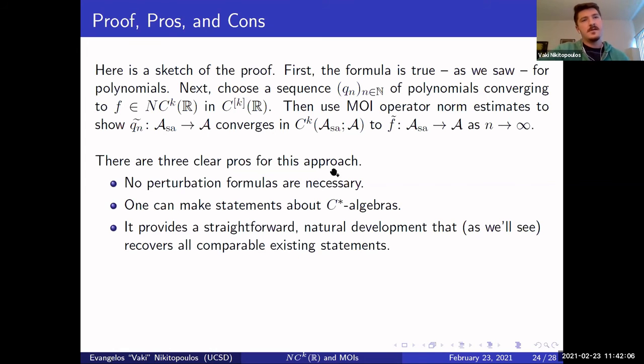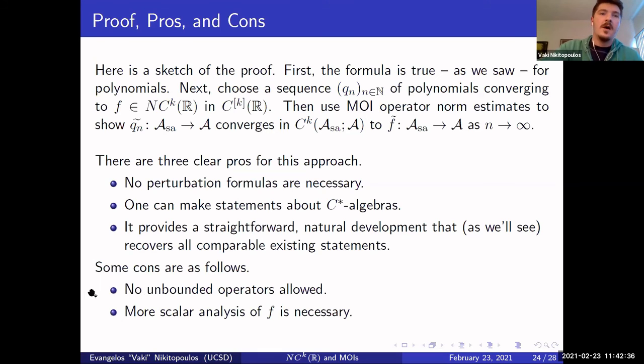So there are three clear pros for this approach. Number one, no perturbation formulas were necessary, which is nice. And then second, one can make statements about C-star algebras. And then third, it provides a very straightforward natural development that, as I'll discuss very shortly, actually recovers all comparable existing statements for this setting. And the cons kind of go hand in hand with the pros. So number one, this approach is tailored more or less precisely for bounded operators, and no unbounded operators are allowed. You can't quite analyze the unbounded operator case in this setting.